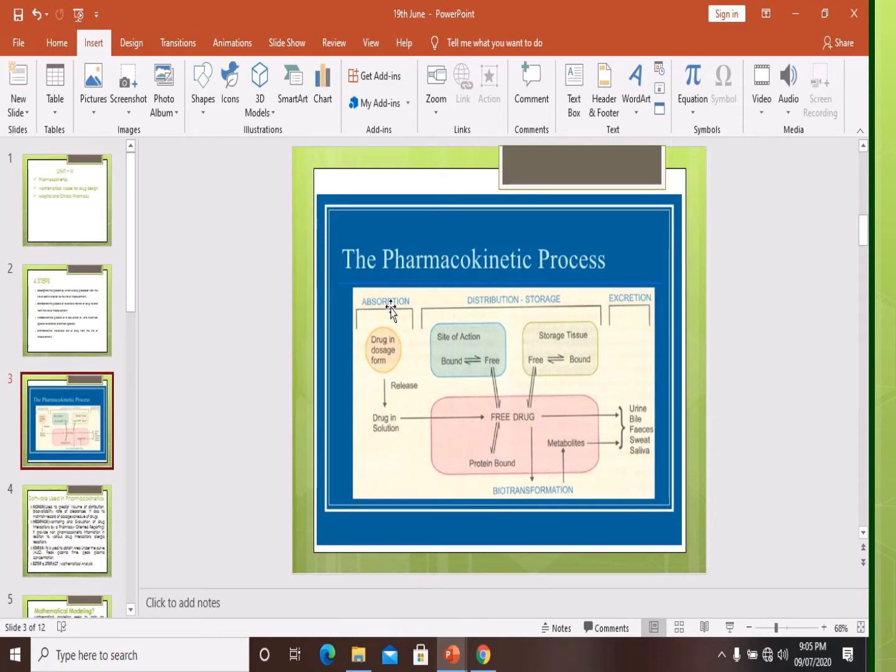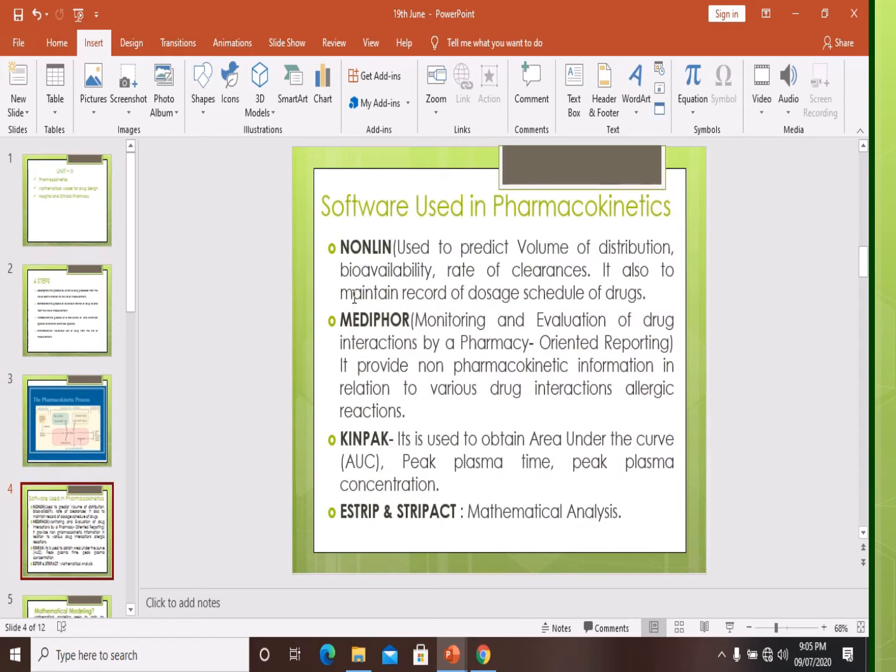Absorption is about what drugs and dosage we have taken, and distribution is how the drugs are distributed in your body, and elimination is how the drugs come out from your body. You are going to study this in detail in your department subject. And now it is time for the software that you are going to use in pharmacokinetics. So that will be the topic.